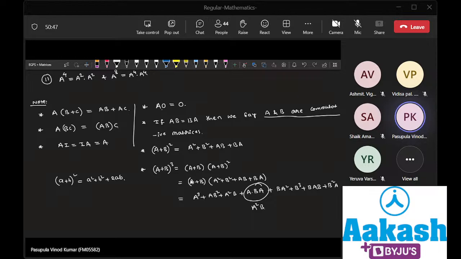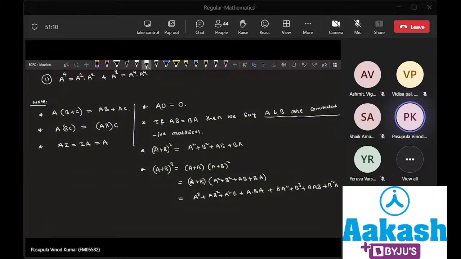So what you have to do? You should not write in this way. You have to leave it as it is. Right? So like this only you have to do. You should not do any other simplifications, like the direct formula, A plus B whole cube formula. You should not apply it. Can anyone of you tell me the A plus B whole cube formula?